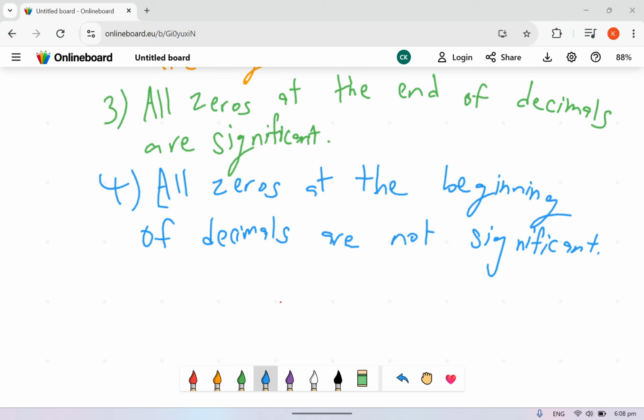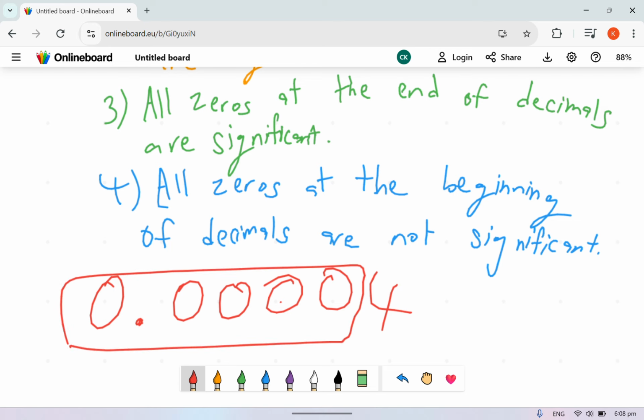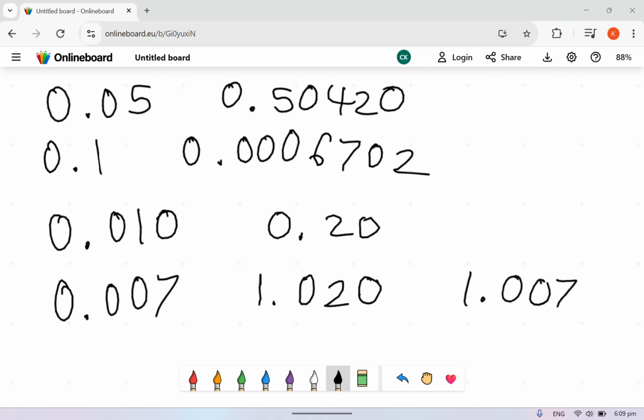All zeros at the beginning of decimals are not significant. So if I select 0.00004, these zeros are not significant. Let's have a little practice. Practice time. Let's go.